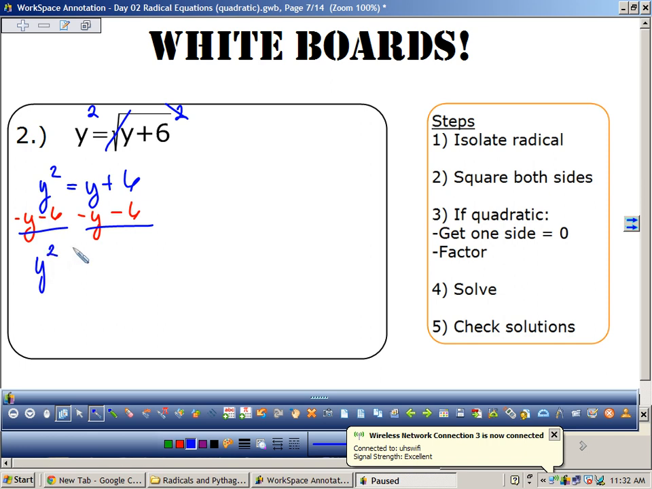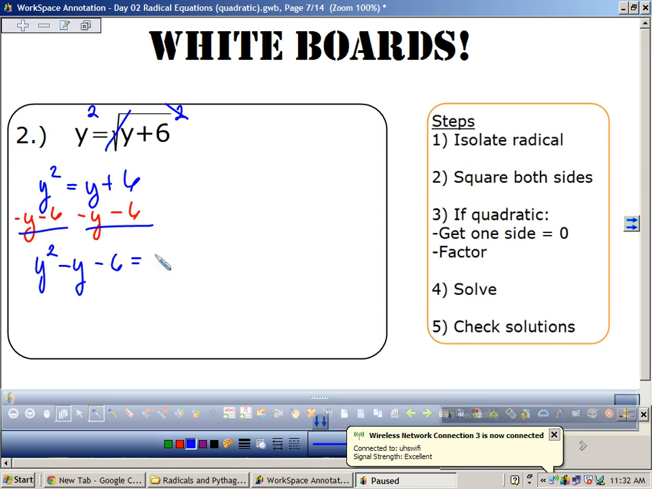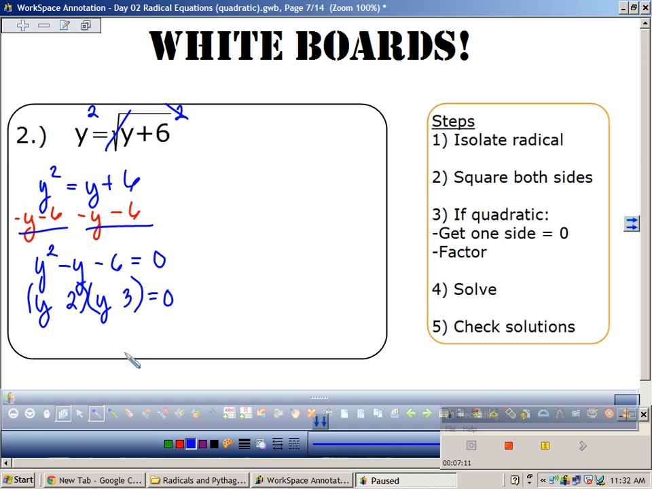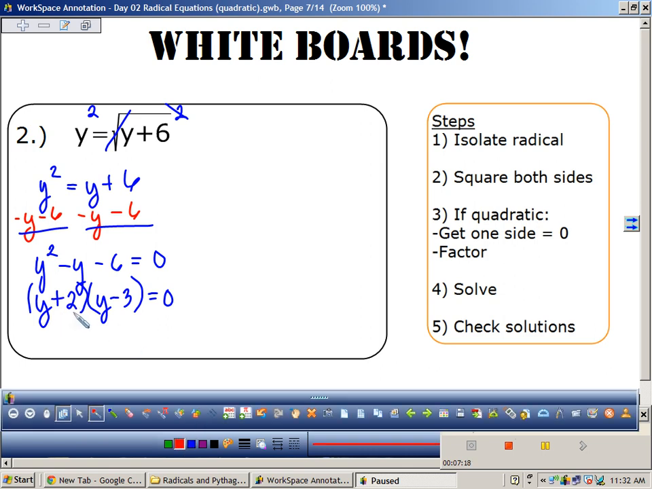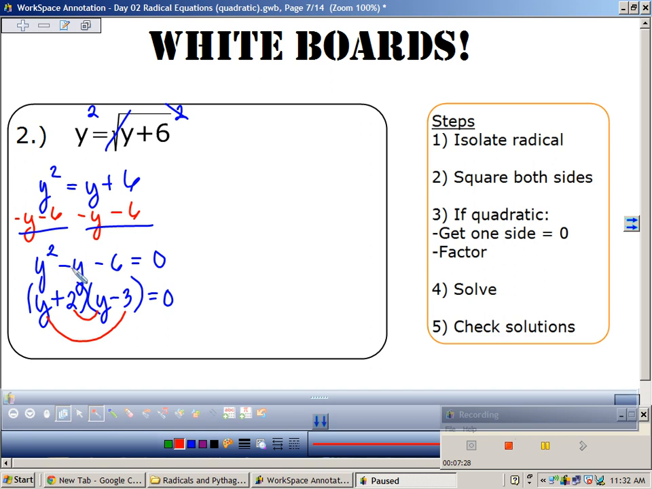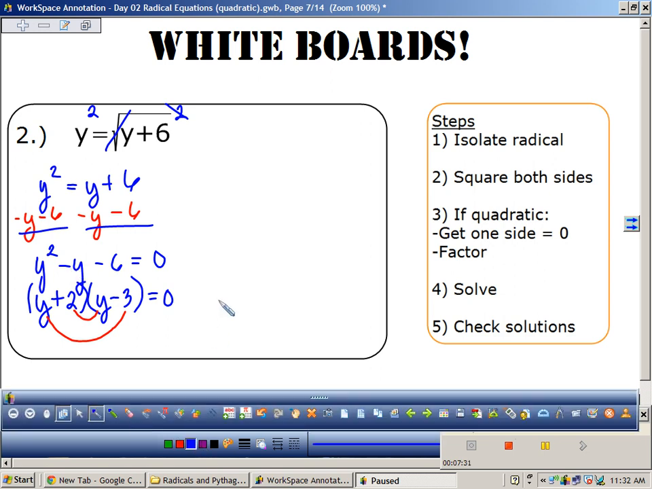I'm left with y squared minus y minus 6 equals 0. Factor. I get y and y, 2 and 3. Which one's negative? The 3. This is y because I need 2y and 3y to make negative y. So I know I need to make the 3 negative because that's negative. Okay, and then I'm going to solve it.